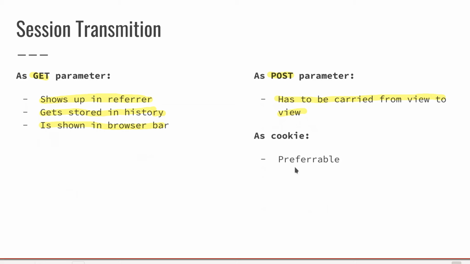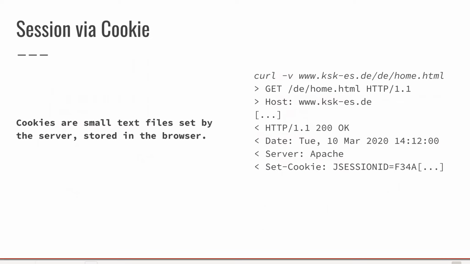What is usually done is the session ID is transferred via cookie. Sometimes web applications have a fallback. If cookies are disabled in the browser, they switch back to GET parameters. So what is a cookie? Well, it's very simple. A cookie is essentially a small text key-value pair, a small text file that is stored in your browser. So if you do a request, the web server sets a small text information on your web browser.